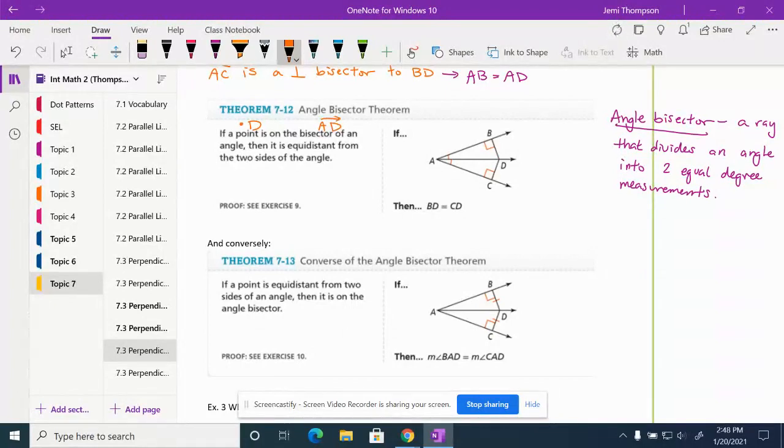So if point D is on the angle bisector, you know that it's an angle bisector because I have these little congruent marks on my angles here. They're really small, but they're there. So AD bisects this angle, and any point on this angle bisector is equidistant from the two sides of the angle. So my conclusion is that BD is equal to CD.